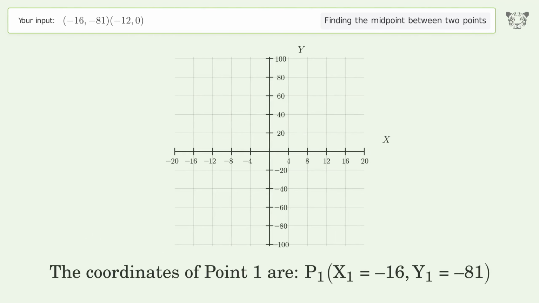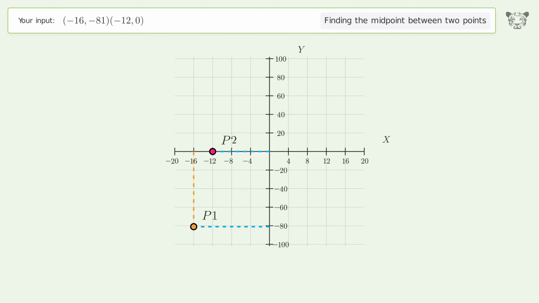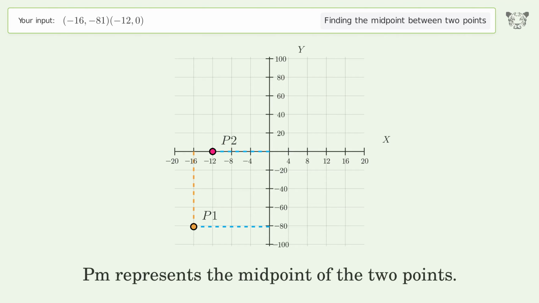The coordinates of point 1 are, x1 equals -16, y1 equals -81. The coordinates of point 2 are, x2 equals -12, y2 equals 0. PM represents the midpoint of the 2 points.